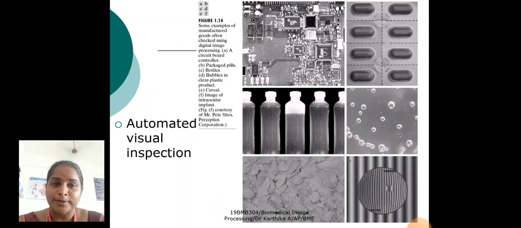Next one is automated visual inspection. Here are some examples of manufactured goods often checked using digital image processing. First one, picture A, shows the circuit board controller, and picture B shows the packaged pills, and the third one is bottles, the fourth one is bubbles in clear plastic product, and then a sterile image of an intraocular implant.